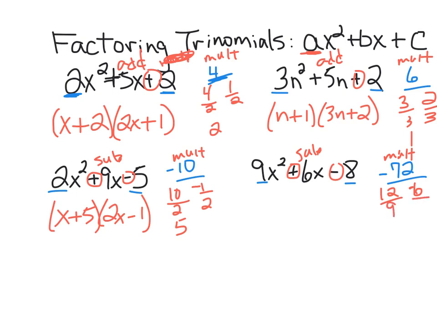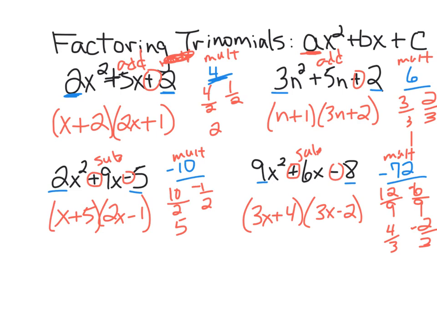Divide by my first number. Simplify if I can. I can't divide any of these completely into each other, but I can simplify my fractions. So 12 over 9, I can divide those both by 3, which will make that 4 over 3. 6 over 9, I can divide those both by 3. That's going to make that negative 2 over 3. And now I'm going to write that answer. So that's going to become 3x plus 4 and 3x minus 2.